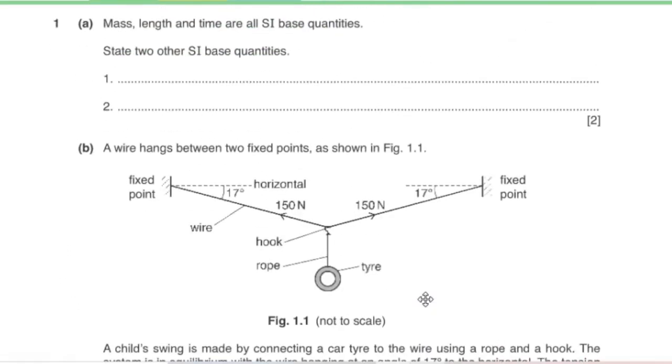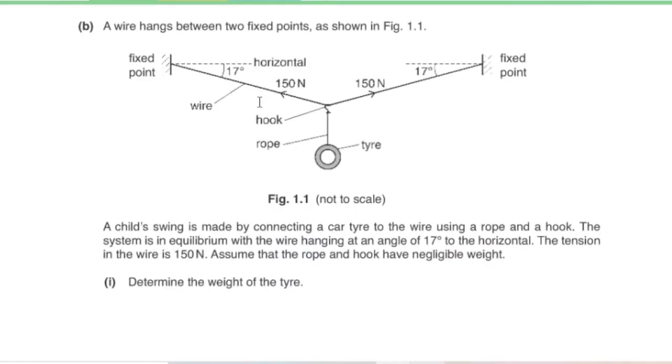Question number 1, Part A: mass, length, and time are all SI basic quantities. State 2 other SI base quantities. So one is current, which is in amperes, and the second is temperature, which is kelvins.